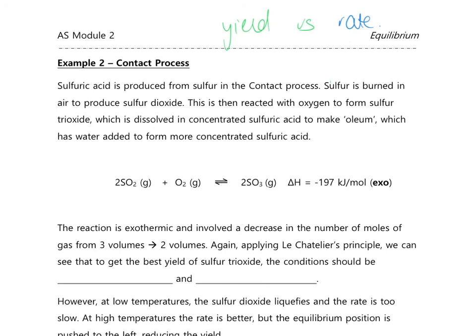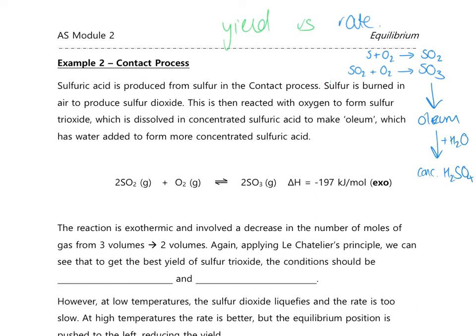What happens in this process is that we have sulfur burning in air, so reacting with oxygen to give us sulfur dioxide. Your sulfur dioxide is then reacted with further oxygen to give us sulfur trioxide. Your sulfur trioxide is then dissolved in concentrated sulfuric acid to give something called oleum. Don't worry about the formula for it. And then water is added to that to give you more concentrated sulfuric acid.